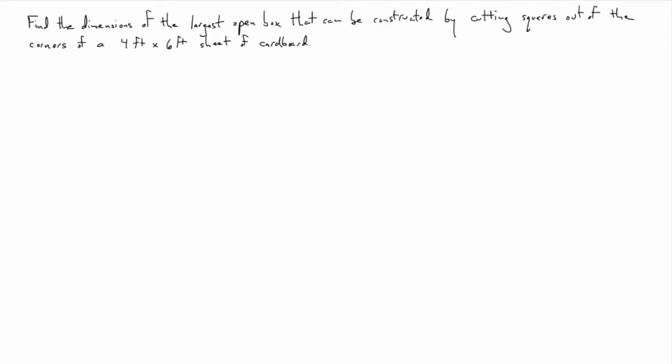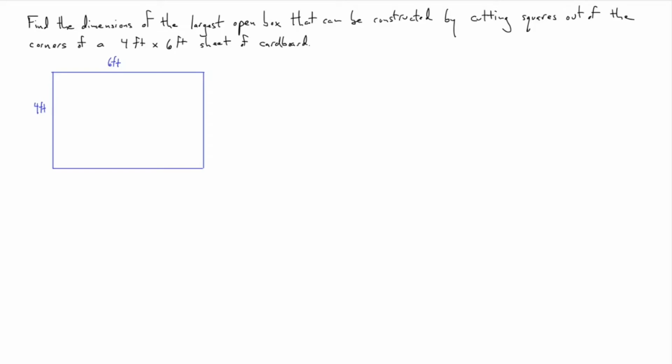This one is a classic. Find the dimensions of the largest open box that can be constructed by cutting the squares out of the corners of a 4-foot by 6-foot sheet of cardboard. Well, what does that mean? Well, I'm glad you asked. I'm going to show you.